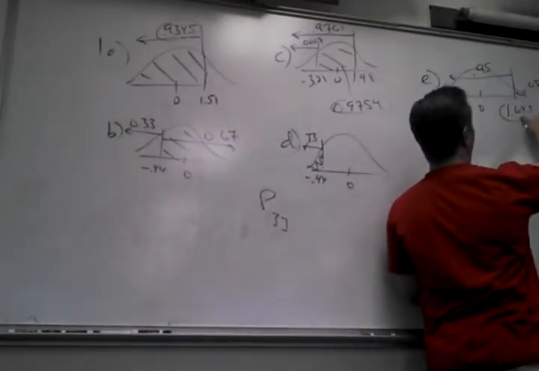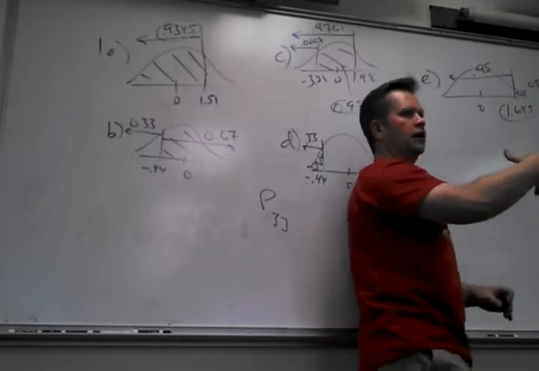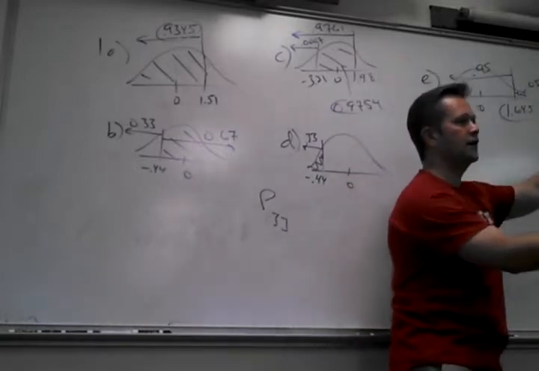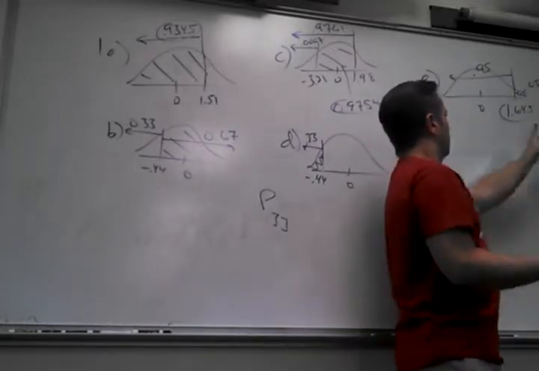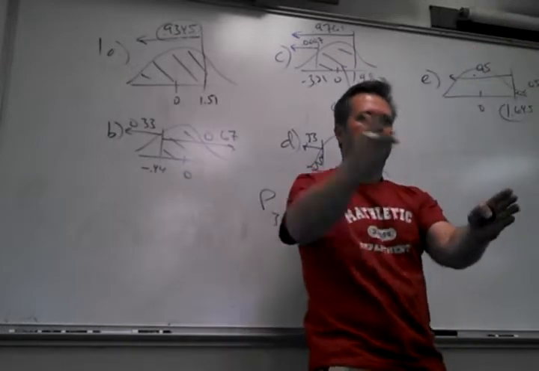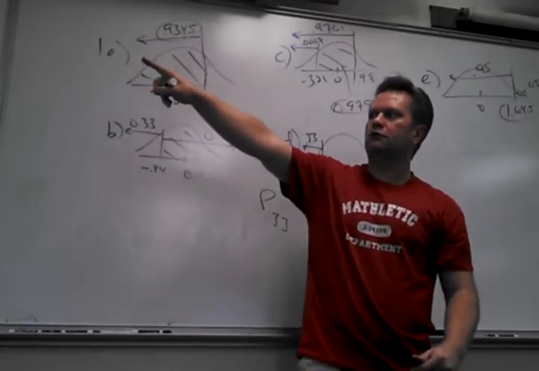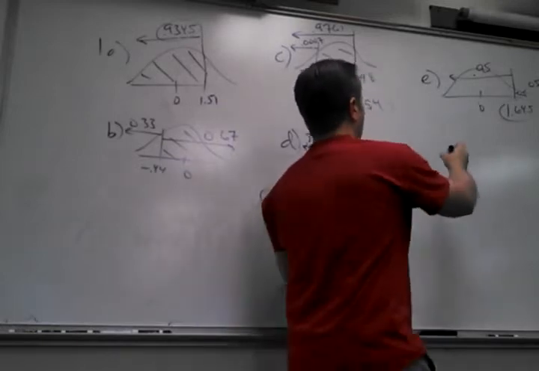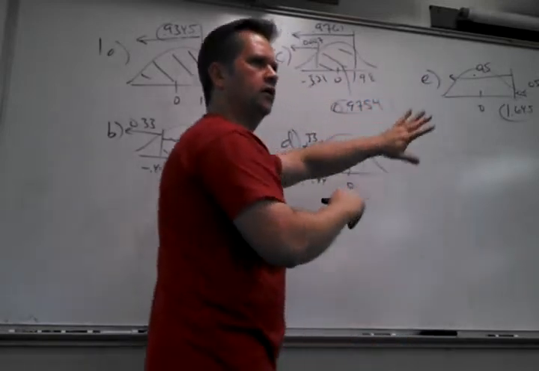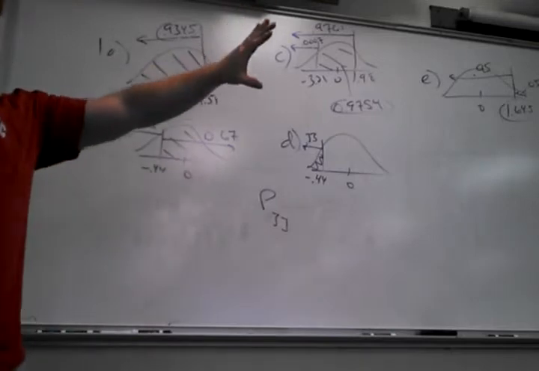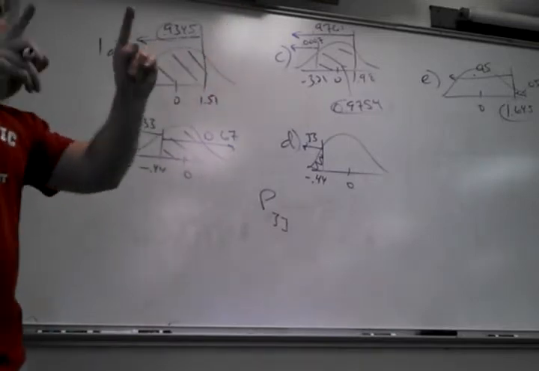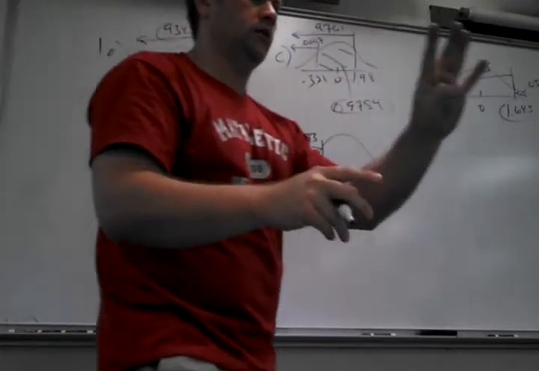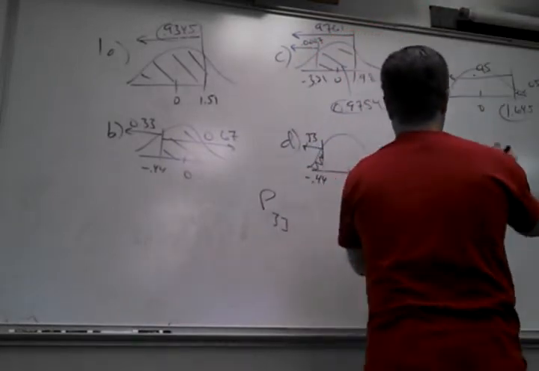Because 1.64 has 94.95 below it, and 1.65 has 95.05 below it. So 1.645, right in the middle, has exactly 95%. So it happens a few times on there. You can see a couple of asterisks on there. How are we doing on all this? I don't want to go too fast here. But I do want to do one from number 4. Let's do 4A.